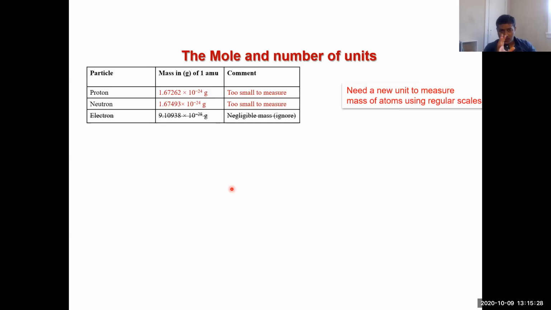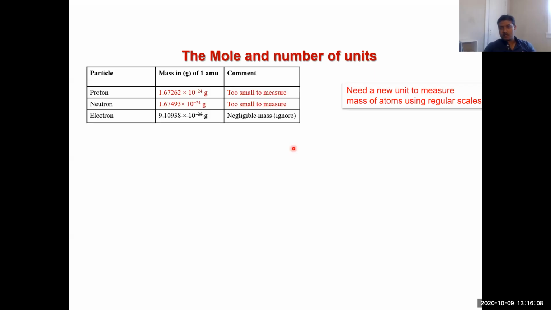I said it briefly in the previous slide, and I'm just reminding you of the actual mass of protons, neutrons and electrons, and why it is challenging to measure individual atoms, because they have such tiny mass in grams. They were about 10 to the power of negative 24. So there is virtually no way for us to measure individual atoms or protons or neutrons. Because these measurements are too small, we have to come up with a new term, which is what a mole is.